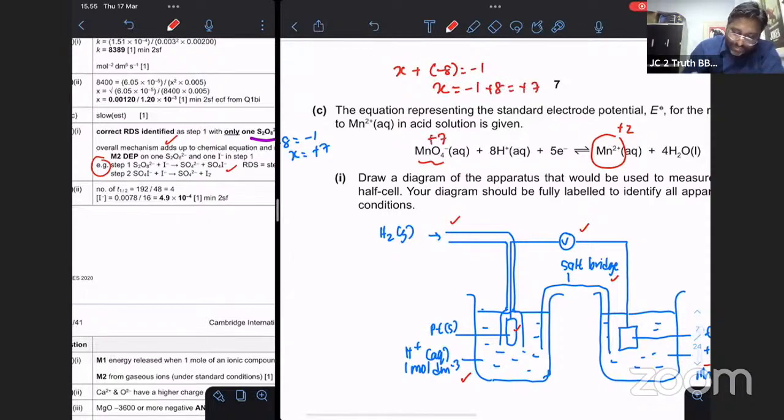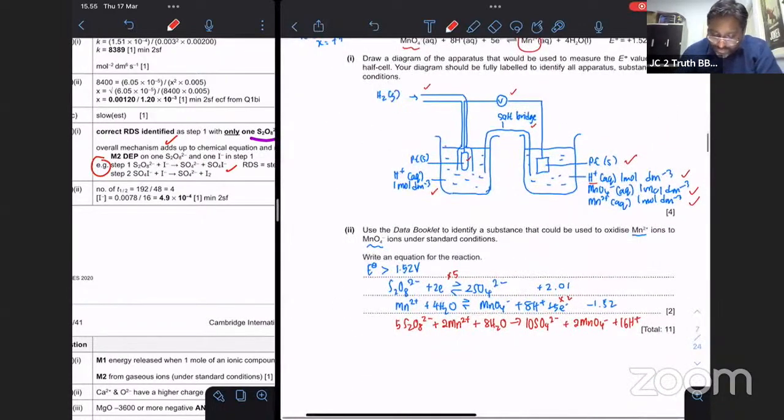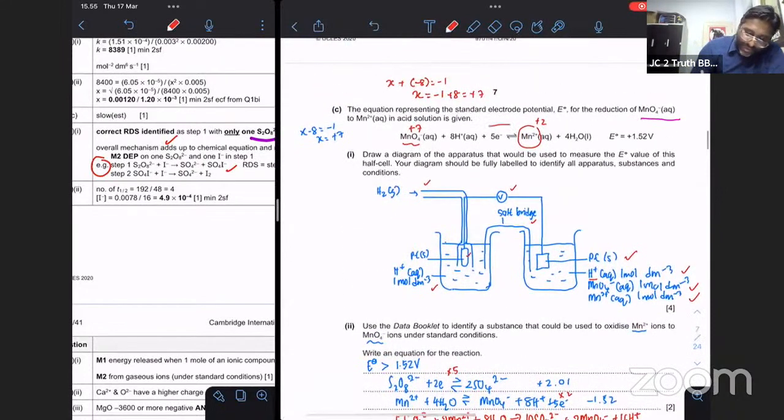So you can see that they want you to oxidize, which means in this case +2 going to +7. So we want this particular equation to go to the left. If you want this equation to go to the left, you must join it with another E cell, which is going to be greater than 1.52. If you get an E cell, a standard reduction potential, greater than 1.52, then that half equation is going to go to the right.